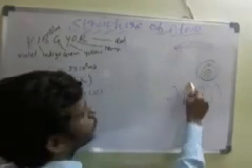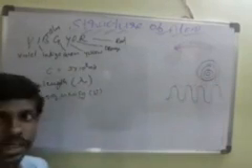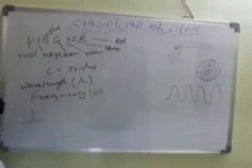Then what is the frequency? It means the number of waves: 1, 2, 3, 4. This is the frequency of the waves. Frequency is the number of waves formed or created in one unit of time. It is expressed in the reciprocal of seconds, that is 1 by s or s inverse.